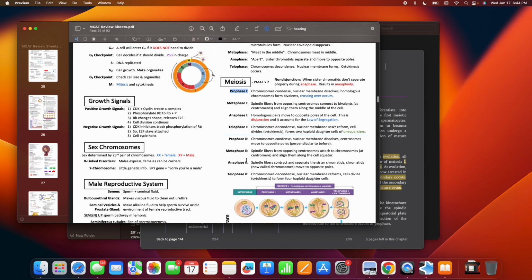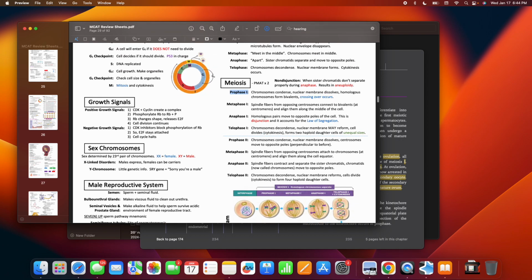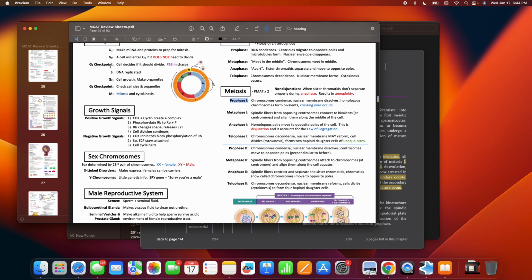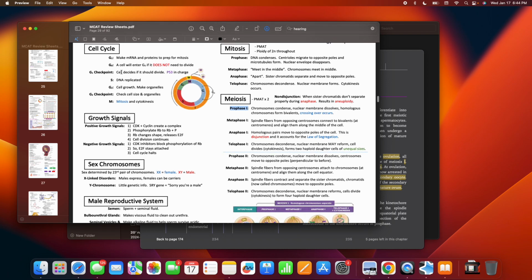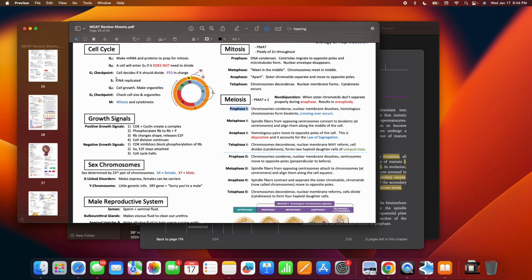Now, in the interphase cycle, which is anything other than meiosis, we have the DNA replication that takes place before mitosis or meiosis, right? That's when you make a replication of the DNA.